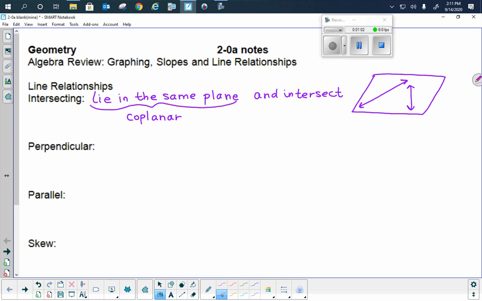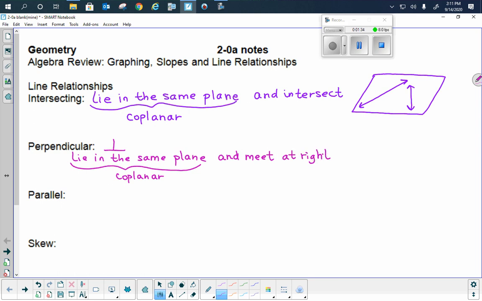Now, perpendicular. Remember, the symbol for perpendicular is like an upside down capital T, so you do need to know that. And perpendicular lines lie in the same plane. Again, that word is coplanar. So it could just be saying coplanar and something. So these are coplanar and meet at right angles, because that's what perpendicular means.